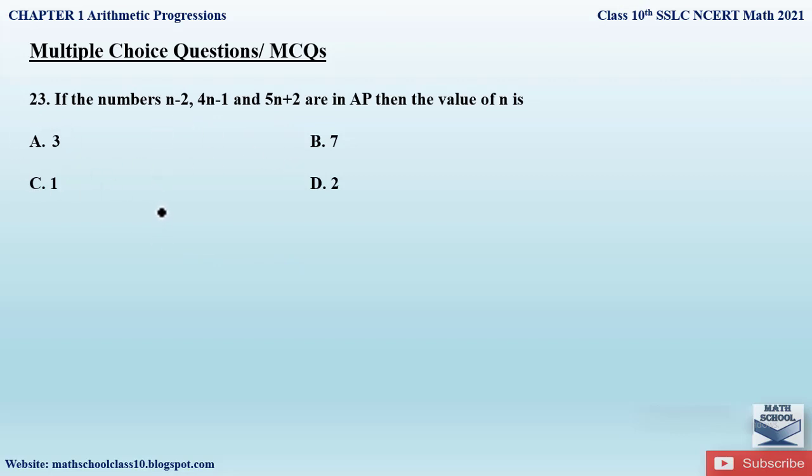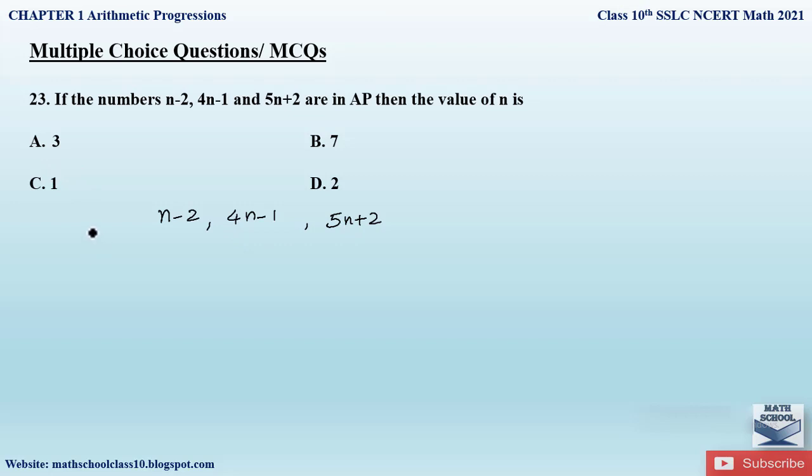Okay, so they have given us the numbers as n minus 2, 4n minus 1 and 5n plus 2. So we will use each option here and substitute the value, and we will find out whether the list of numbers forms an AP or not by finding out the common difference.